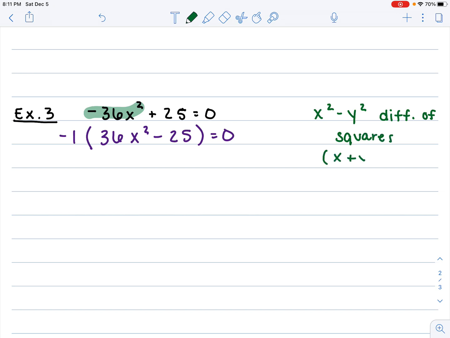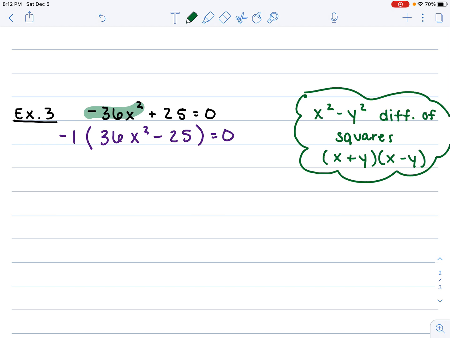Which is when we do x plus y times x minus y. So I'm thinking here I've got negative 36x squared. What times what gives me 36x squared? I've got 6x and 6x. What times what gives me 25? Positive 5, negative 5. Now we're going to set everything equal to 0.